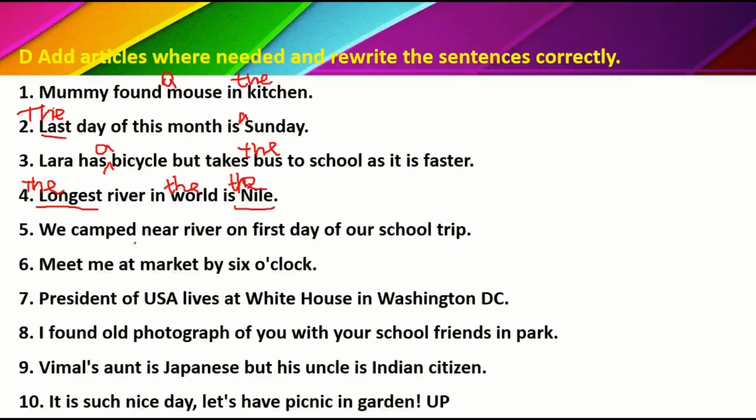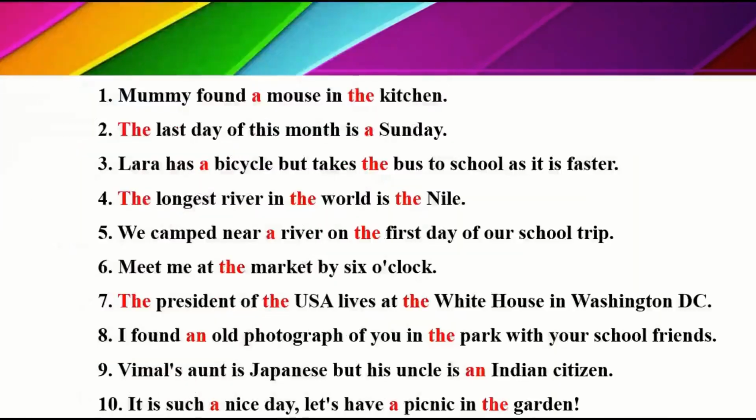We camped near river on first day of our school trip. Here we camped near a river. We camped near a river on, here it's an ordinal number, so we have to use the, on the first day of our school trip. So like that you can do the exercise from 6 to 10. You can do it fast. Now let's see the answers. These are the answers. Please go through the answers and do the correction if necessary.